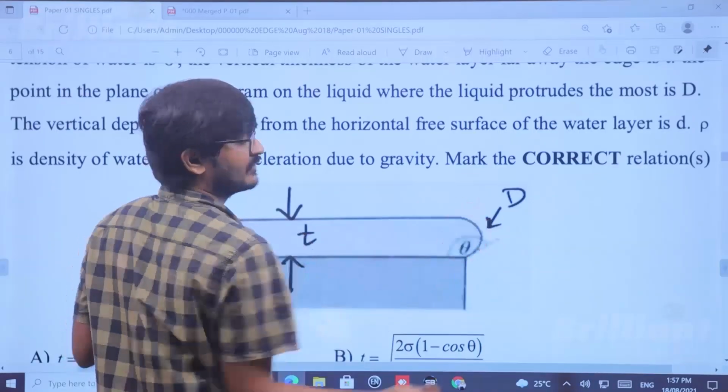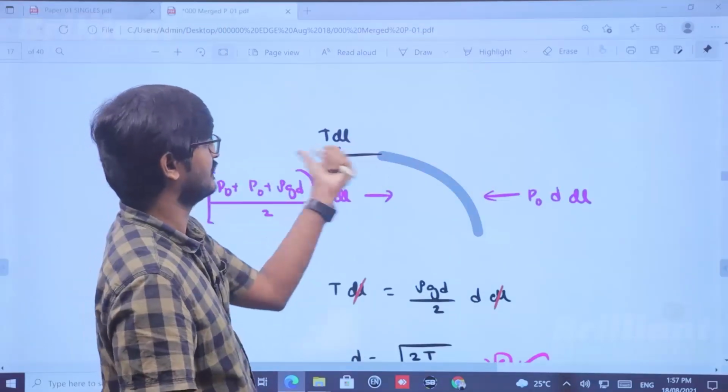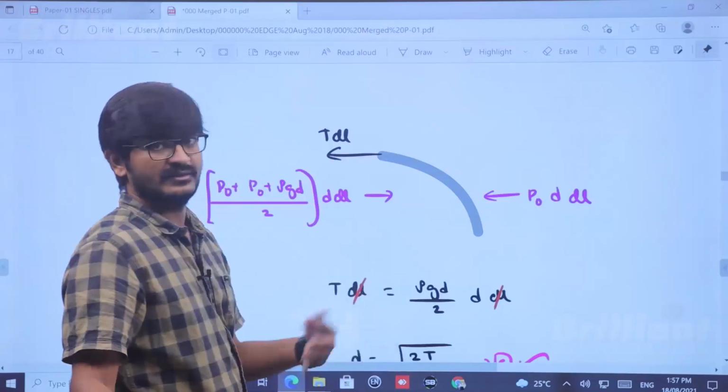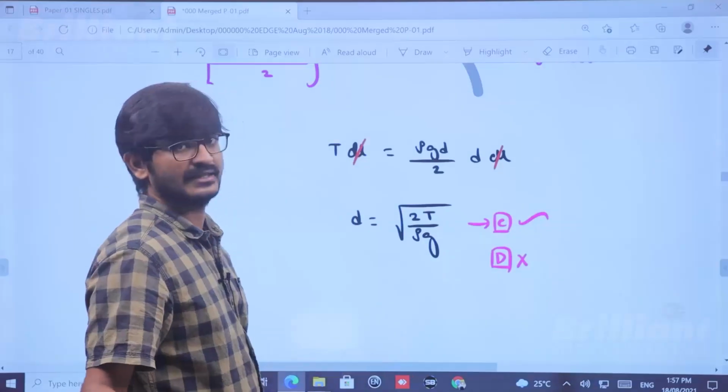right? So again, when you draw the FBD and when you look at the horizontal forces, the horizontal force will be TDL, horizontal force, and apart from that there will be pressure forces. Remaining all will be vertical. I am not bothered about them. So net force must be 0. When you do it, you will be getting the required answer.